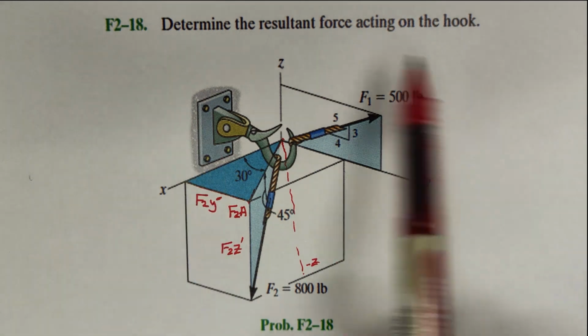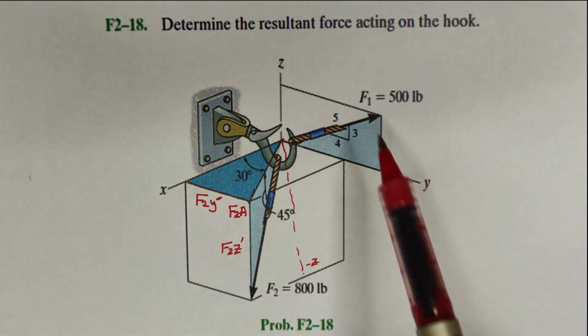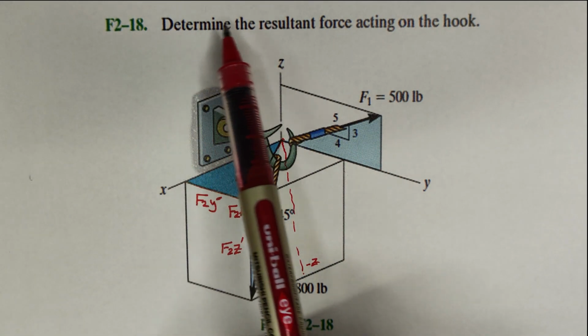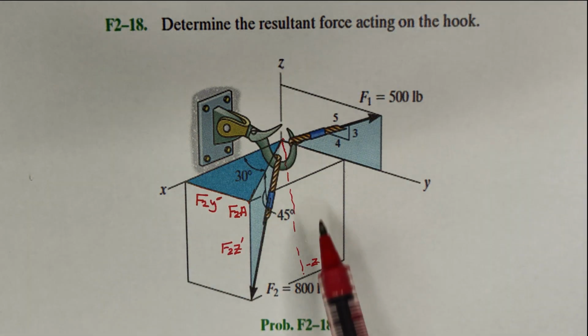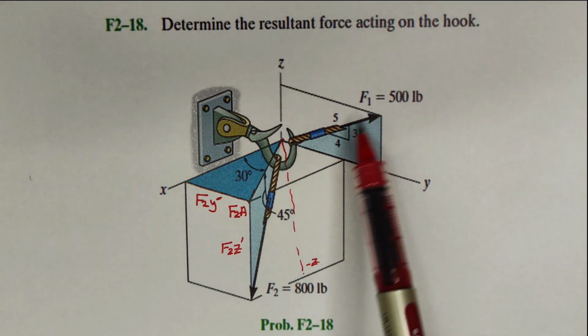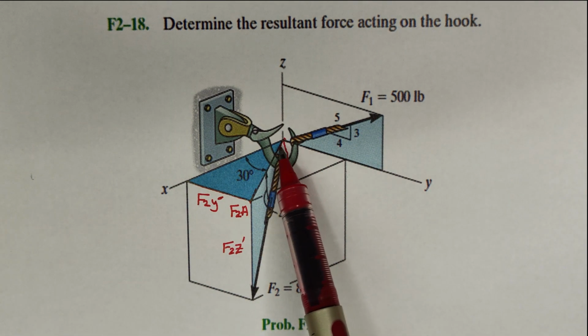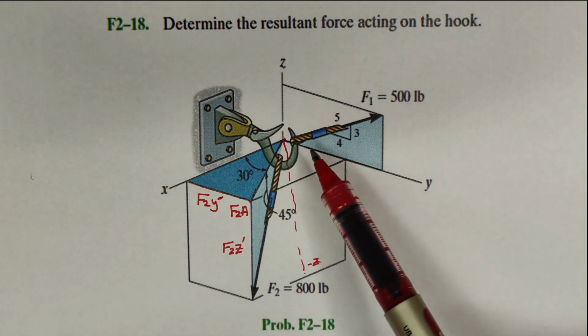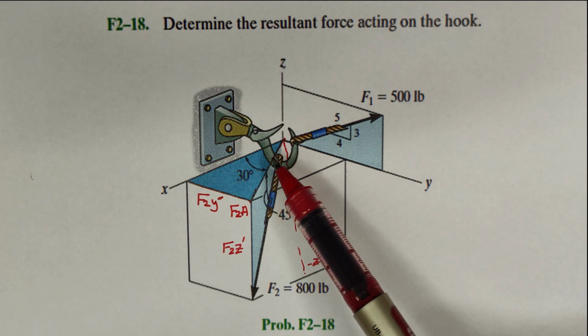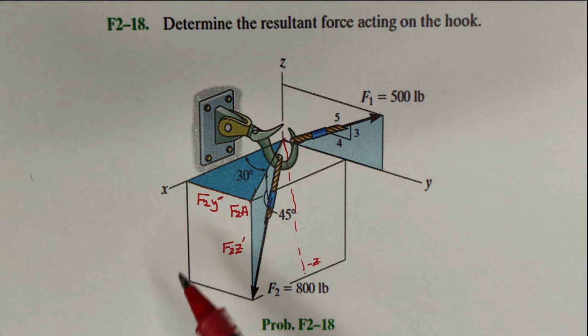Addition of Cartesian vectors. Looking at this question here, the question is asking us to determine the resultant force acting on the hook. Visualizing this question here, we can see that two different forces are acting on the same point. But also when we look at the question, I can add more information on it so that I'll make it easy for me to solve the question.